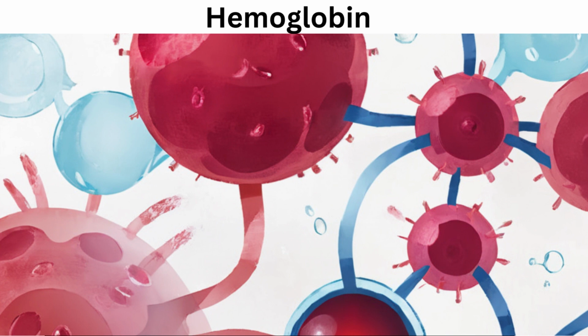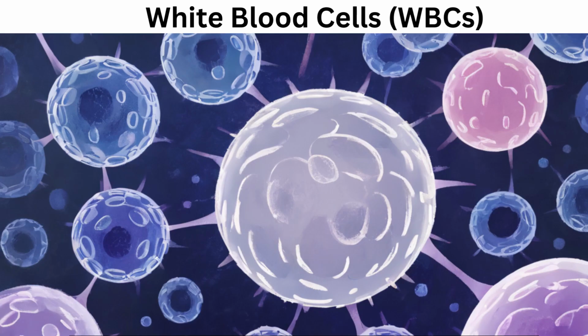Hemoglobin. Inside each RBC is a molecule called hemoglobin, which binds to oxygen in the lungs and releases it where it's needed. Hemoglobin is crucial for oxygen transport, and its levels are closely linked to the ability of blood to carry oxygen. White blood cells, WBCs.